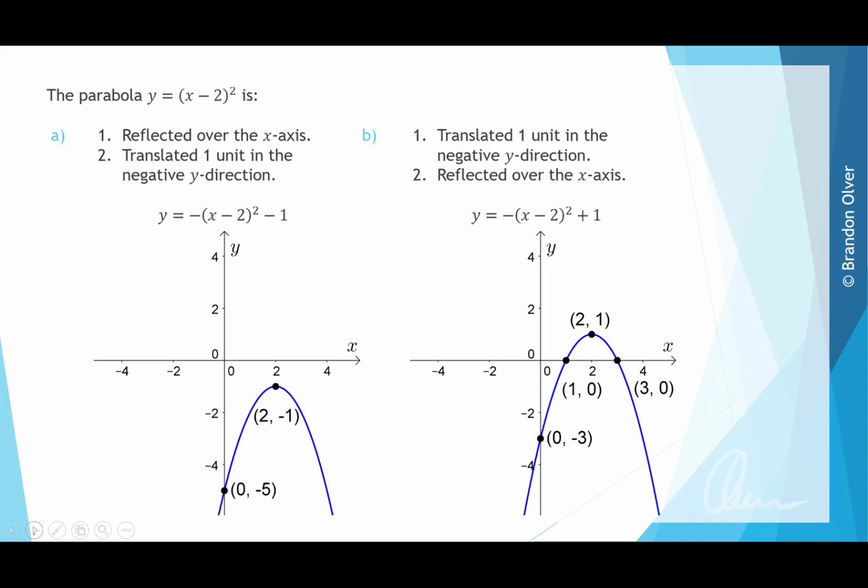On this slide, we've just got a computer to generate both of those graphs, and you can see that the same transformations are occurring but in different orders, and that results in 2 different rules and 2 different graphs as shown on your screen at the moment.